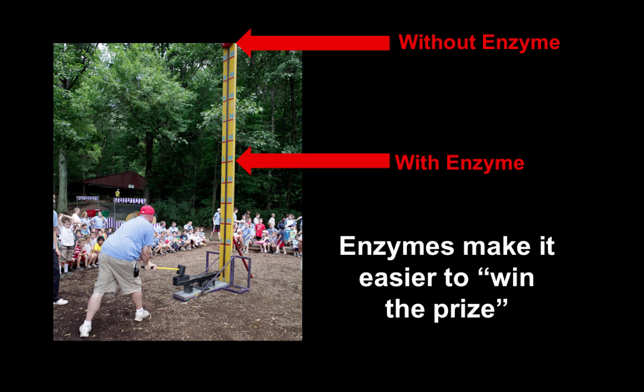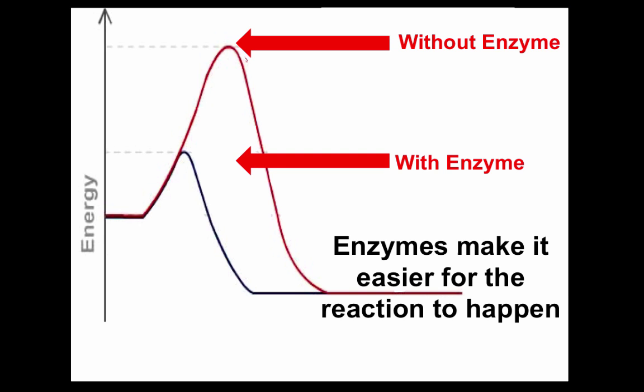Now, if we look at this with the graph that's more chemistry-based, without an enzyme, very high activation energy. With enzyme, much lower activation energy, and that means that the enzyme has made it easier for the reaction to happen.